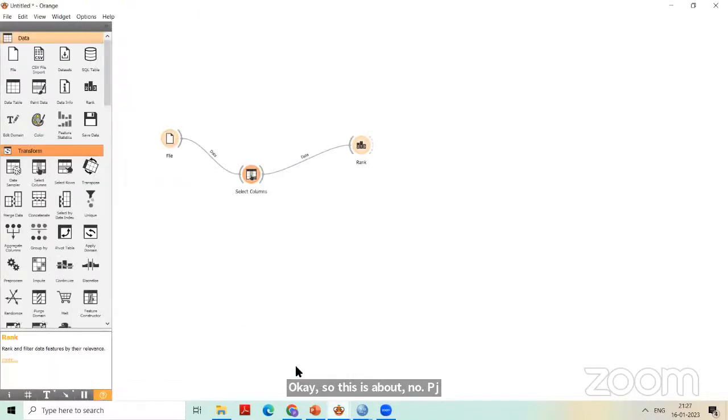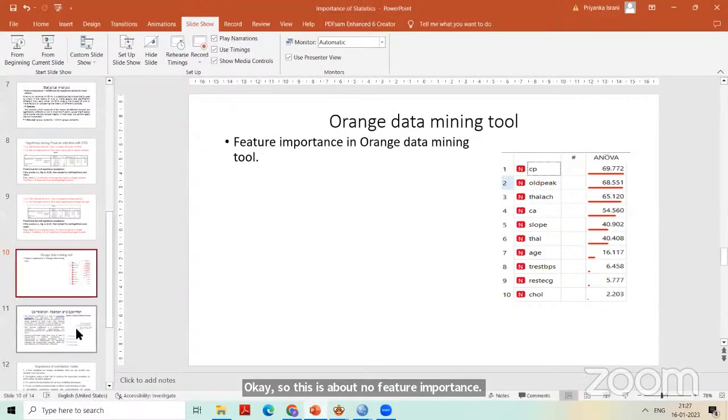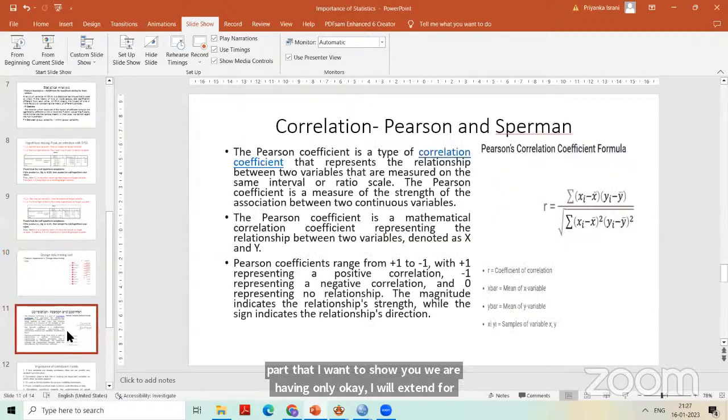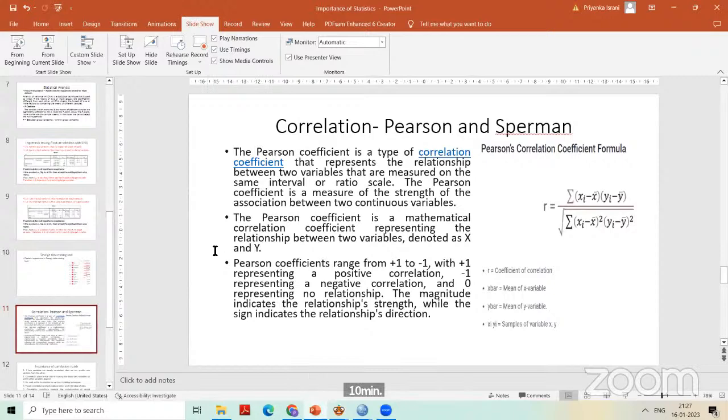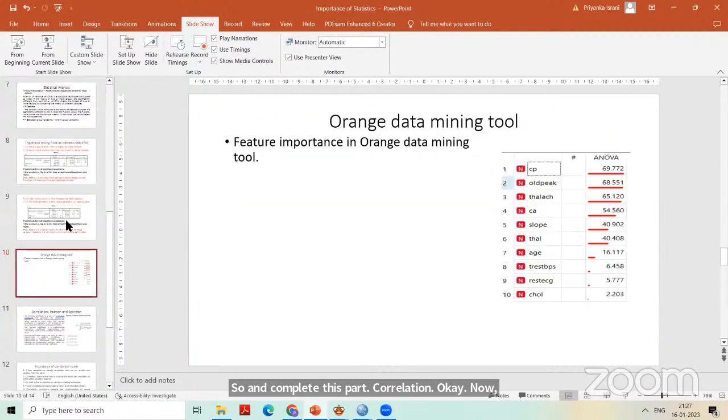Now, the next part that I want to show you, we have only, okay, I will extend for 10 minutes. So I will complete this part, correlation. Okay, the correlation part. Now, next is, this was about feature importance. So this is the table that I got from the Orange data mining tool.